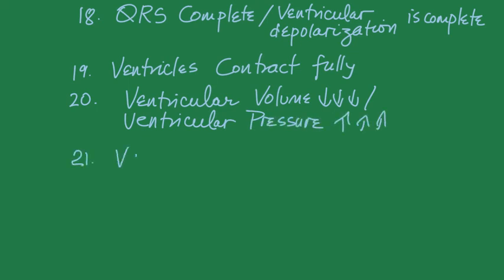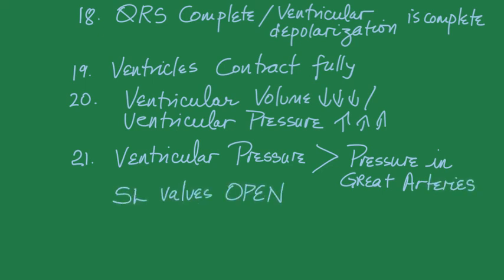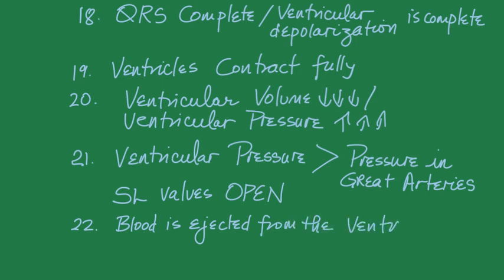Now that puts the ventricular pressure greater than pressure in the great arteries. When ventricular pressure is greater than the pressure in the great arteries, semilunar valves, which is aortic and pulmonary valve, they open. SL valves open. You want to imagine them like champagne corks opening. And blood is now ejected, like champagne. Blood is ejected from the ventricles to the great arteries. Even though it's going upwards, it is going down the pressure gradient. This means it's going from a region of high pressure to a region of low pressure, from the ventricles to the great arteries.